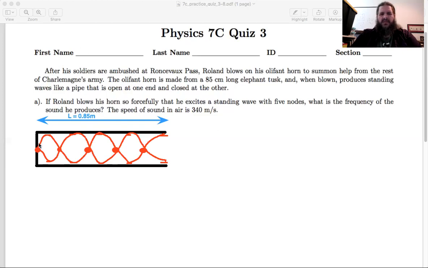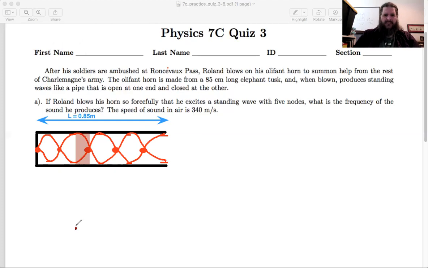And if we want to compare the wavelength to the length of the pipe itself, if you're dealing with this type of pipe that's open at one end and closed at the other, or a vibrating rod that's fixed in place at one end but free to vibrate at the other, instead of counting half wavelengths, I find it useful to count quarter wavelengths. A quarter wavelength would be, for instance, from antinode to node.